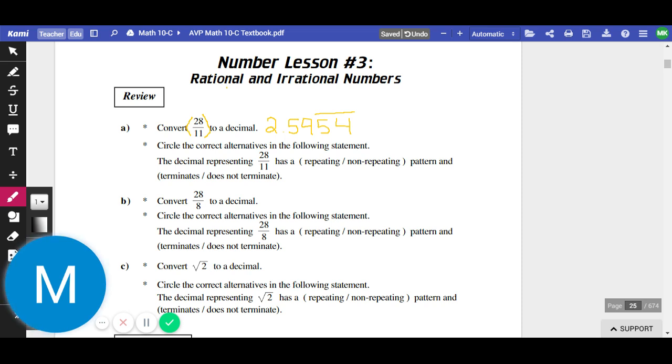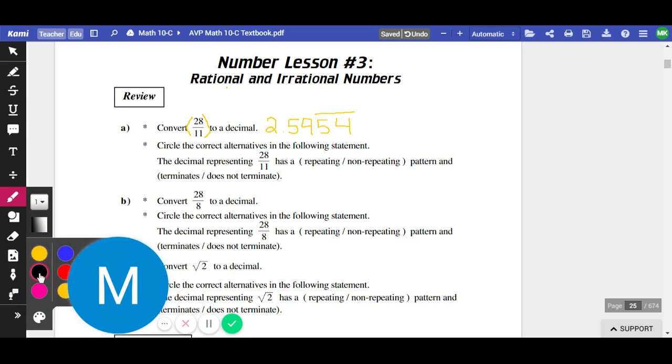Awesome. We're going to answer a couple questions about this. I don't like the yellow. It's kind of weird.